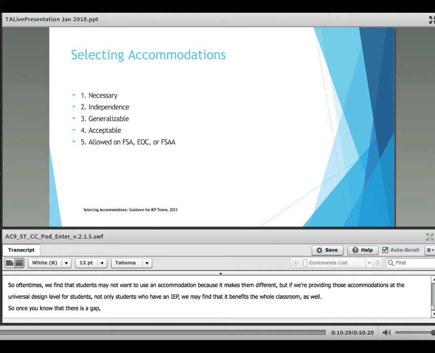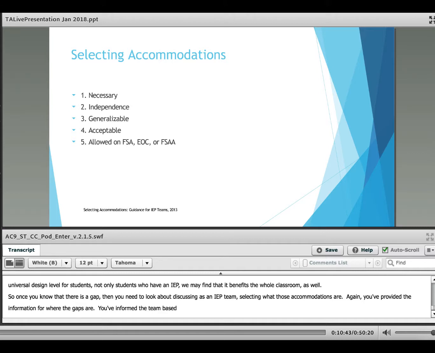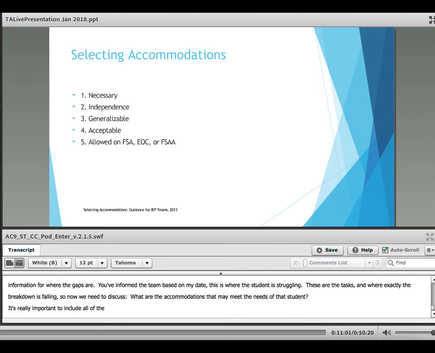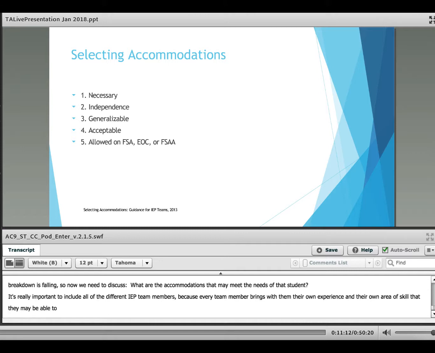So once you know that there is a gap, then you need to look about discussing as an IEP team, selecting what those accommodations are. Again, you've provided the information for where the gaps are. You've informed the team, based on my data, this is where the student is struggling. These are the tasks and exactly where the breakdown is falling. So now we need to discuss what are the accommodations that may meet the needs of that student. It's really important to include all of the different IEP team members, because every team member brings with them their own experience and their own area of skill that they may be able to provide an insight that you alone, as the teacher of the deaf or hard of hearing, may not have considered.